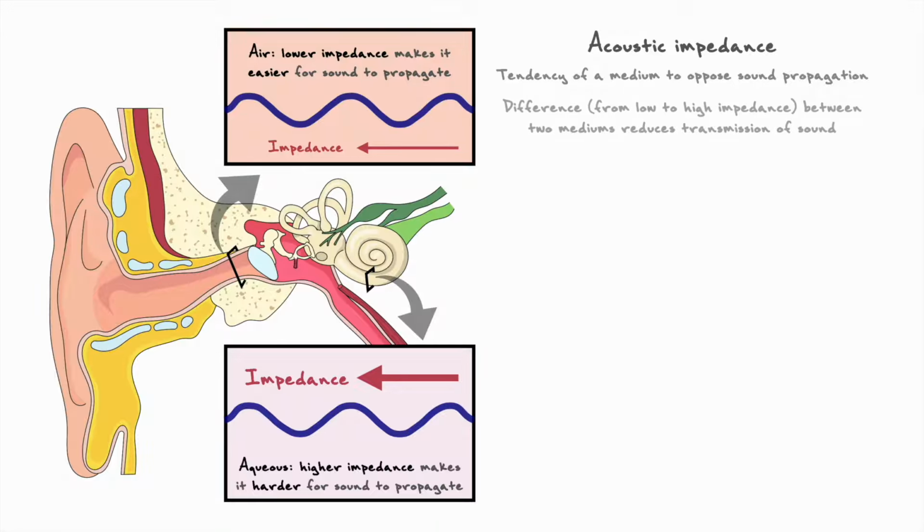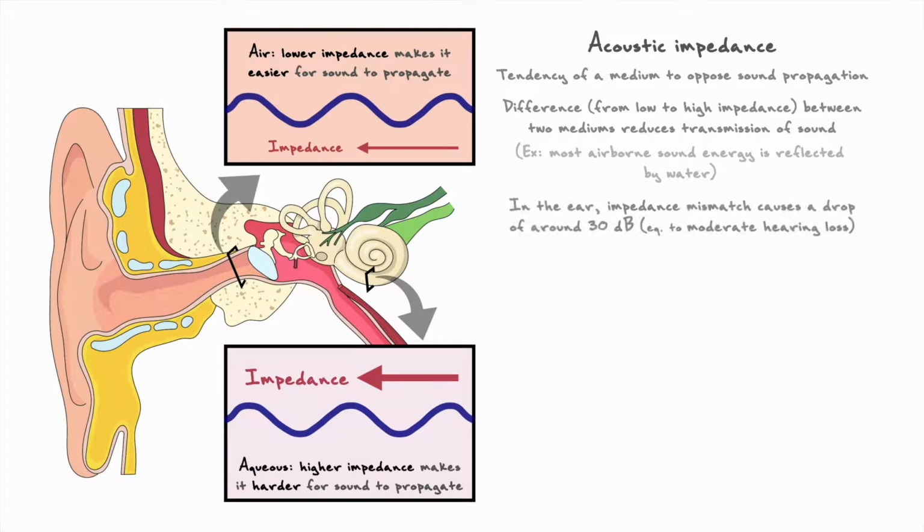Conceptually, the problem with sound going from a lower to a higher impedance is that the transmission of sound will inevitably diminish as it crosses mediums. For example, most airborne sound energy gets reflected by water. This explains why, let's say you are fully submerged in a pool, you will hardly understand the people speaking out of the water, because the sound waves they produce outside get reflected by the water, and thus, not much sound energy reaches you. In the same fashion, this problem is very important to consider in the ear because this impedance mismatch between the environment and the inner ear causes a drop of around 30 decibels. To give you a rough idea, a loss of 30 decibels is equivalent to a moderate hearing loss.